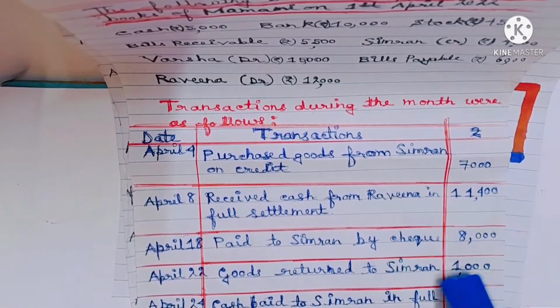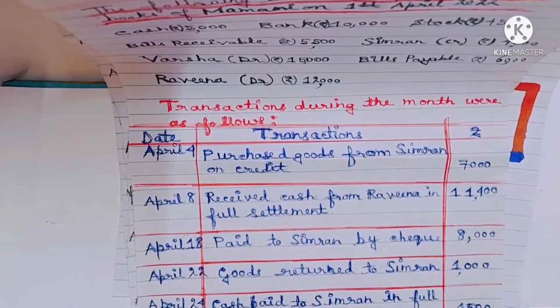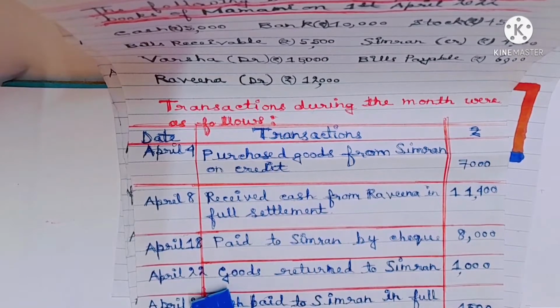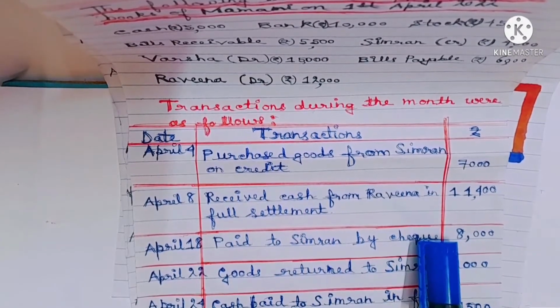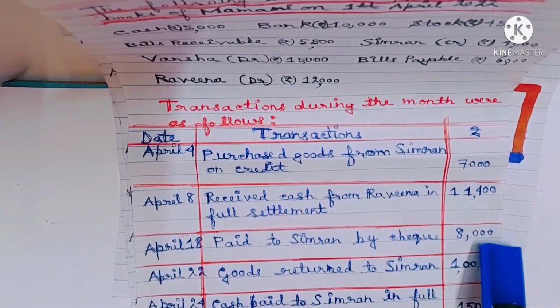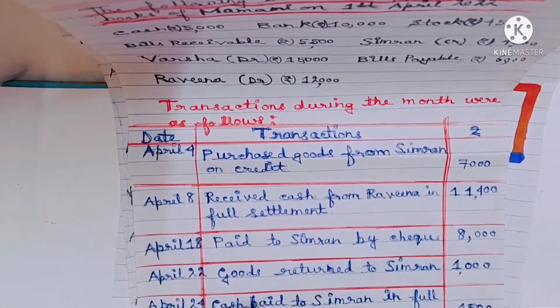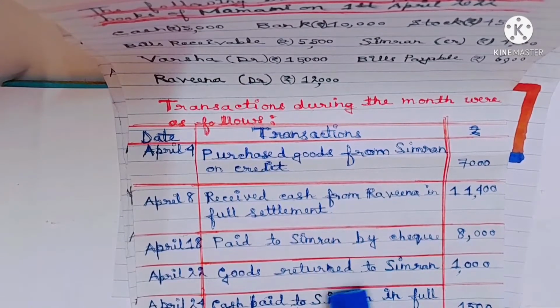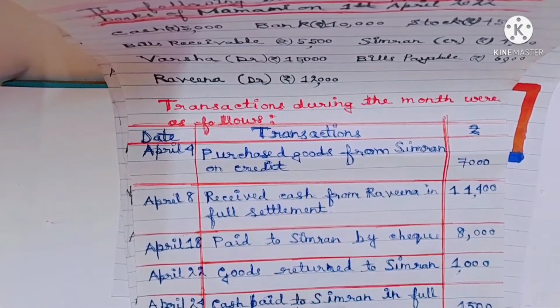11,000 minus 8,000. So still 3,000 is left. Mamuni has to pay 3,000. See, on 22nd, goods return করা হয়েছে সিমরানকে 1,000. তাহলে 3,000 থেকে 1,000 চলে গেল। 11,000 থেকে 8,000 পেমেন্ট করা হয়ে গেছে। That means 3,000 is left. Mamuni has to pay 3,000. Goods return করা হয়েছে সিমরানকে 1,000. তো 3,000 এর মধ্যে 1,000 চলে গেল। তাহলে 2,000 is still left. So Mamuni has to pay Simran 2,000.